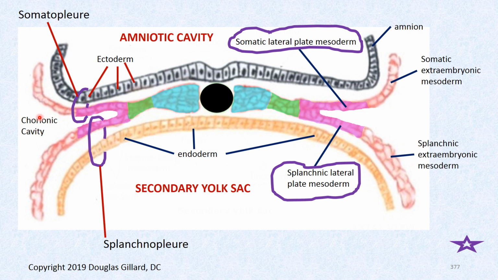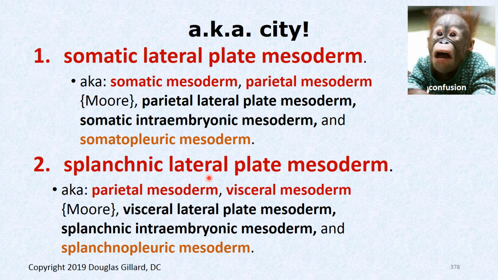Chorionic cavity or extraembryonic coelom is here. Intraembryonic coelom is still right in here. Okay, everybody with me so far? Play it back. I know this is getting kind of complex here. All right, a.k.a. city. Oh my God. There's the somatic intraembryonic mesoderm. You could say intraembryonic somatomesoderm is a strong a.k.a.